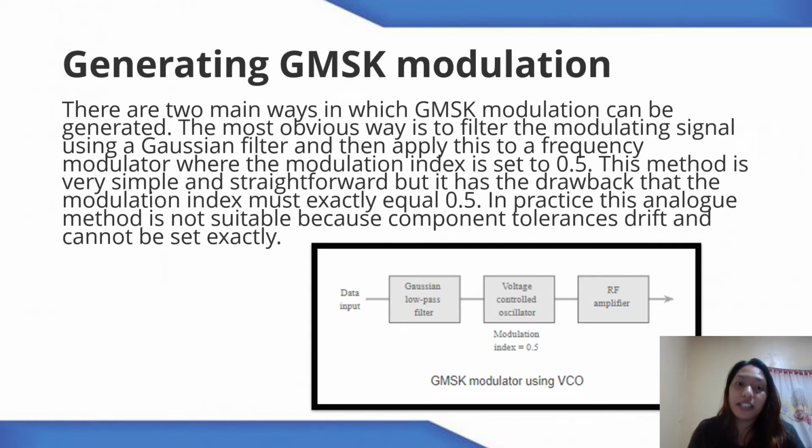There are two main ways in which GMSK modulation can be generated. The most obvious way is to filter the modulating signal using a Gaussian filter and then apply it to a frequency modulator where the modulation index is set to 0.5. This method is very simple and straightforward, but it has a drawback that the modulation index must be exactly equal to 0.5. In practice, this analog method is not suitable because component tolerances drift and cannot be set exactly.